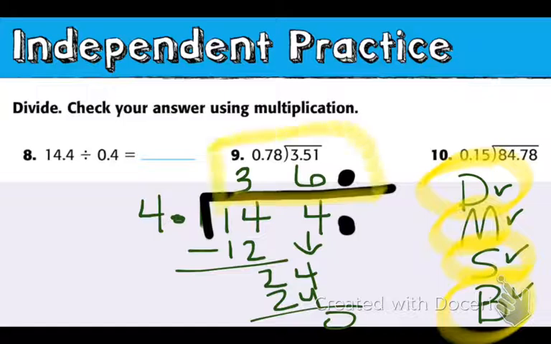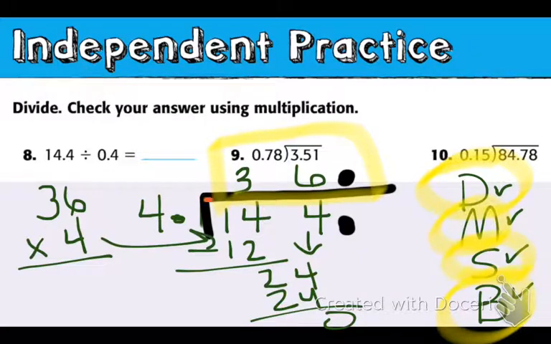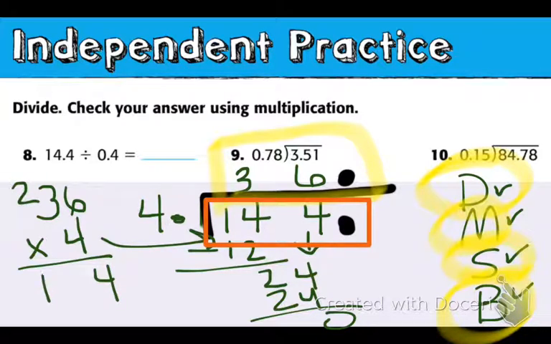Let's see if 36 is the correct answer. 36 times 4 should give me the dividend. If I don't get the dividend, I know I got the wrong answer. 24, bring up the 2. Oh, look, I did get 144 as a whole number. I can move on. I got it right.